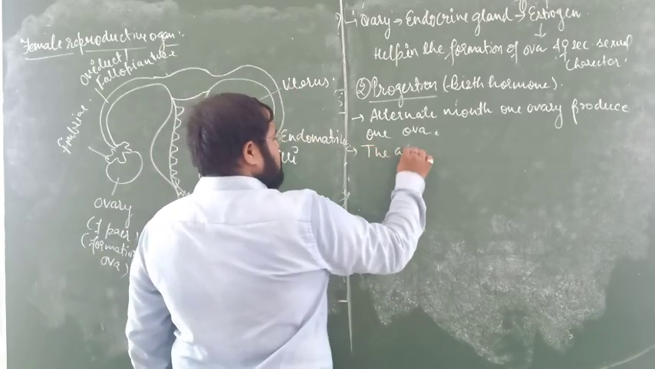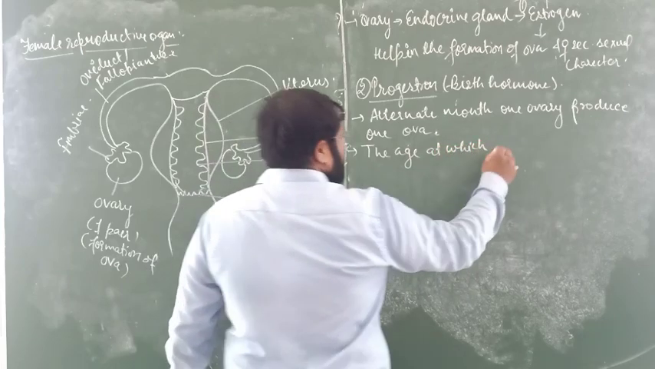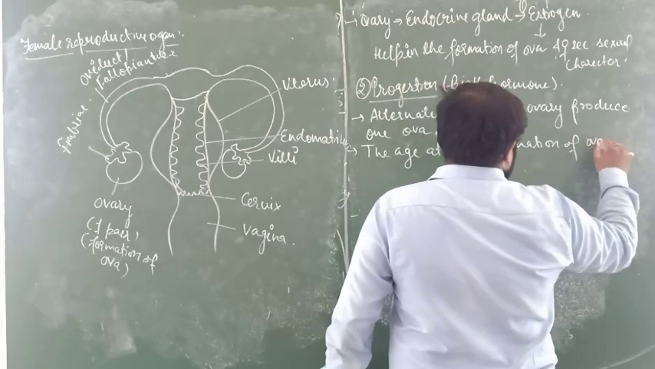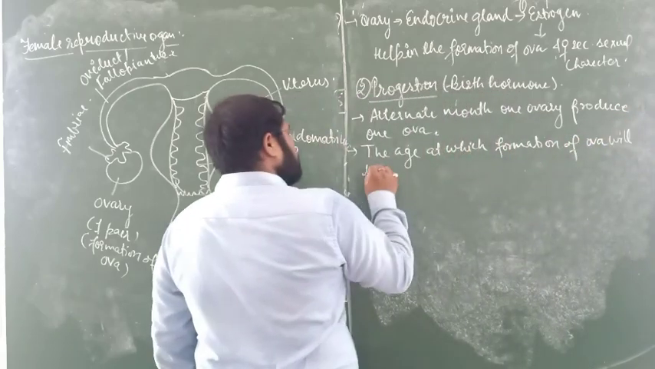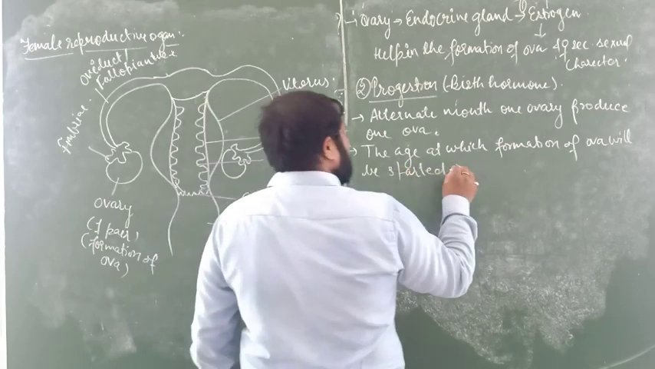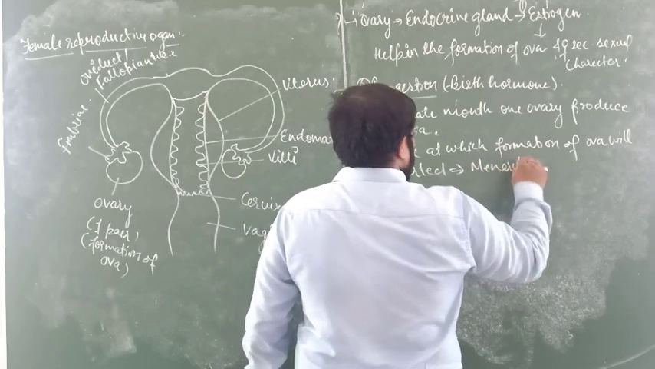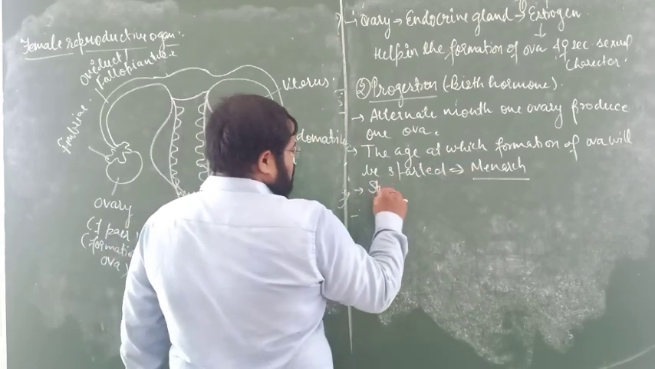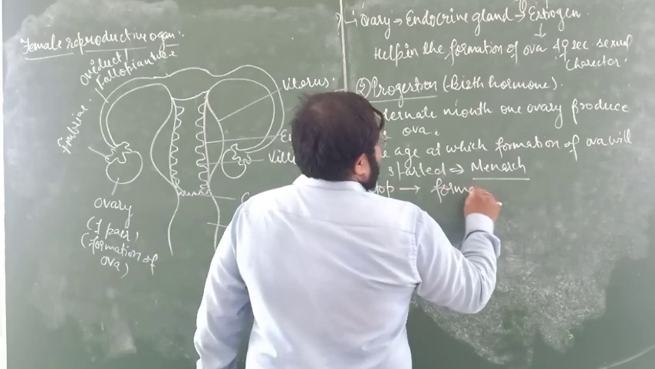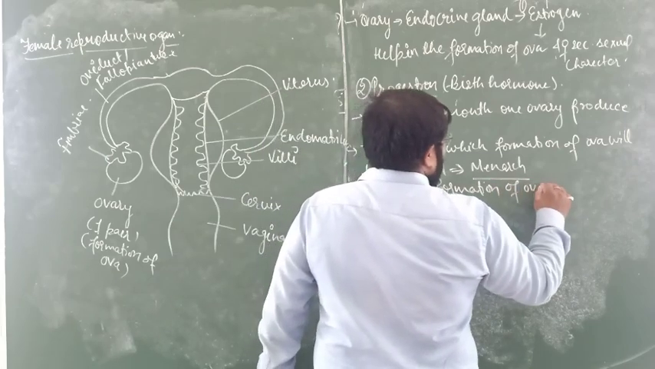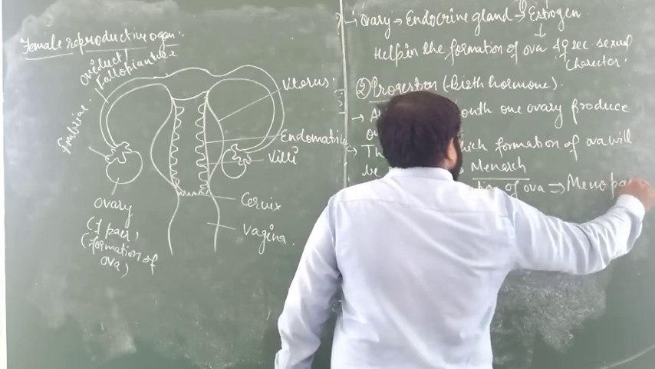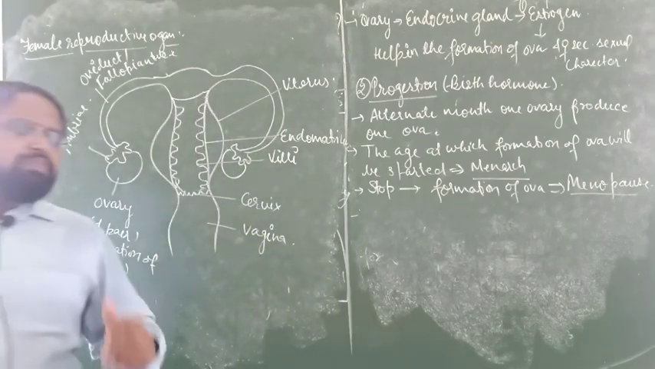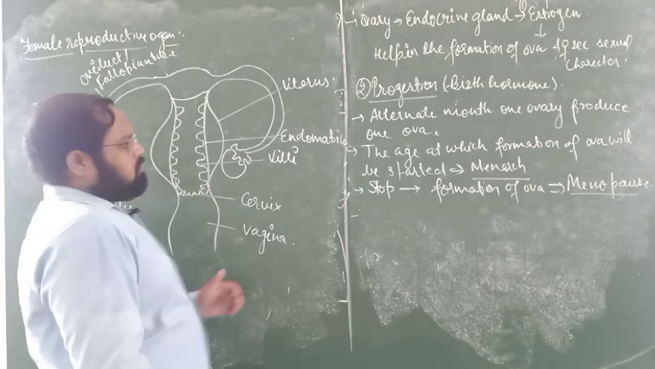The age at which formation of ova will be started is called menarche. The name is very simple. And the age which stops the formation of ova is called menopause. Okay, so in the alternate month, it helps in the formation of ova.